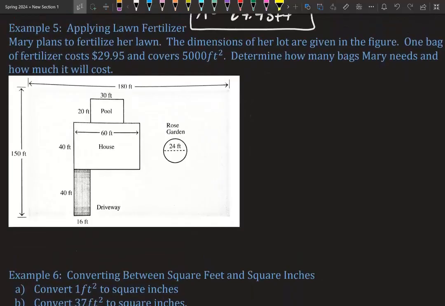Applying lawn fertilizer. Mary plans to fertilize her lawn. The dimensions of her lot are given in the figure. One bag of fertilizer costs $29.95 and covers 5,000 feet squared. Determine how many bags Mary needs and how much it will cost.